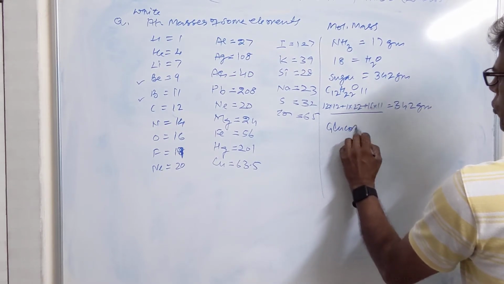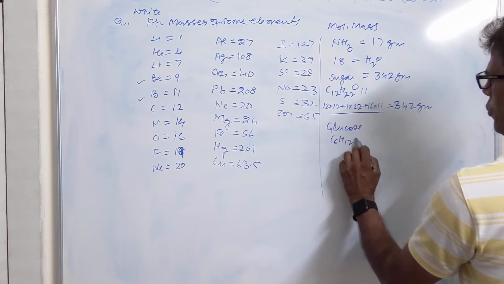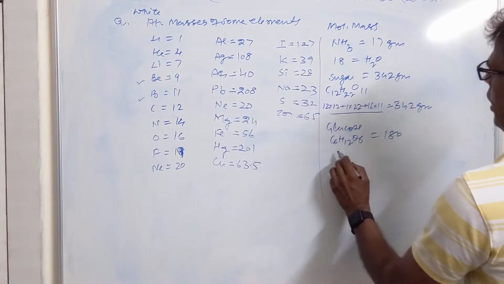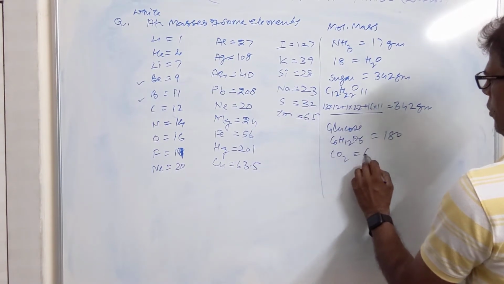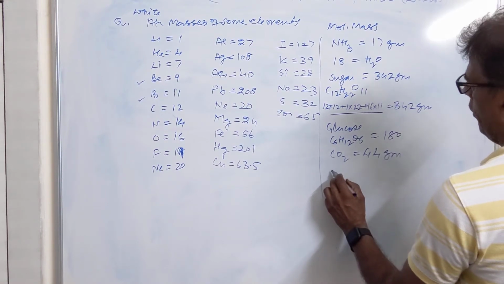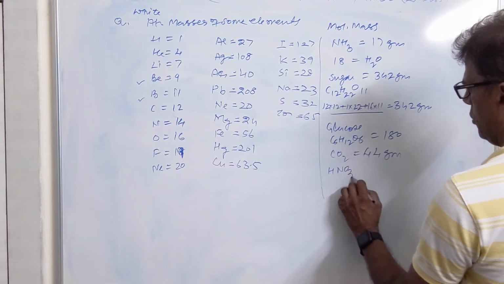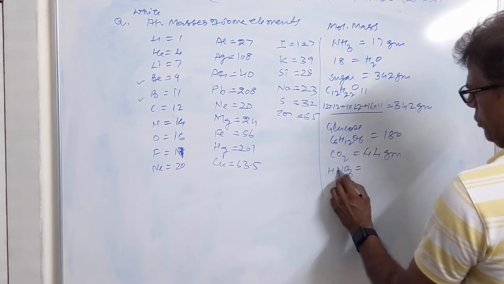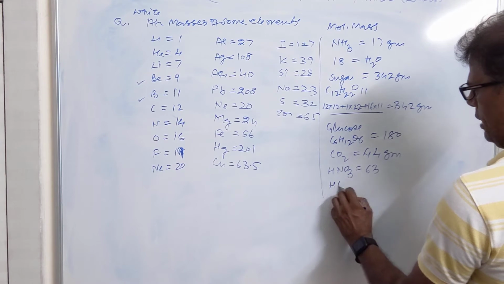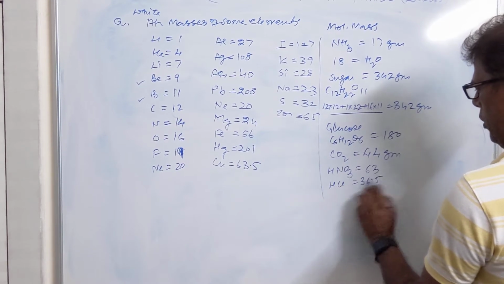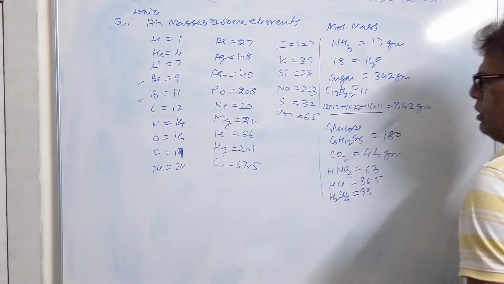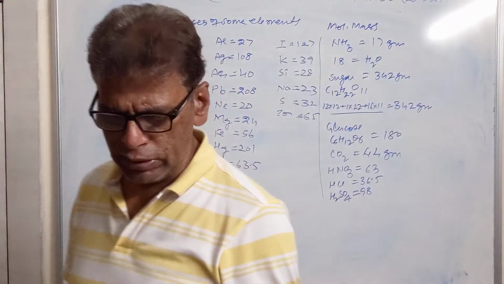Glucose, the formula of glucose is C6H12O6. Its molecular mass is 180. Then we have carbon dioxide, whose molecular mass we have already seen, that is 44 gram. Similarly, HNO3 molecular mass will be 48 plus 14, you will have 62, 63. HCl is 36.5, H2SO4 is 98 gram. So these are the molecular masses of some of the substances.